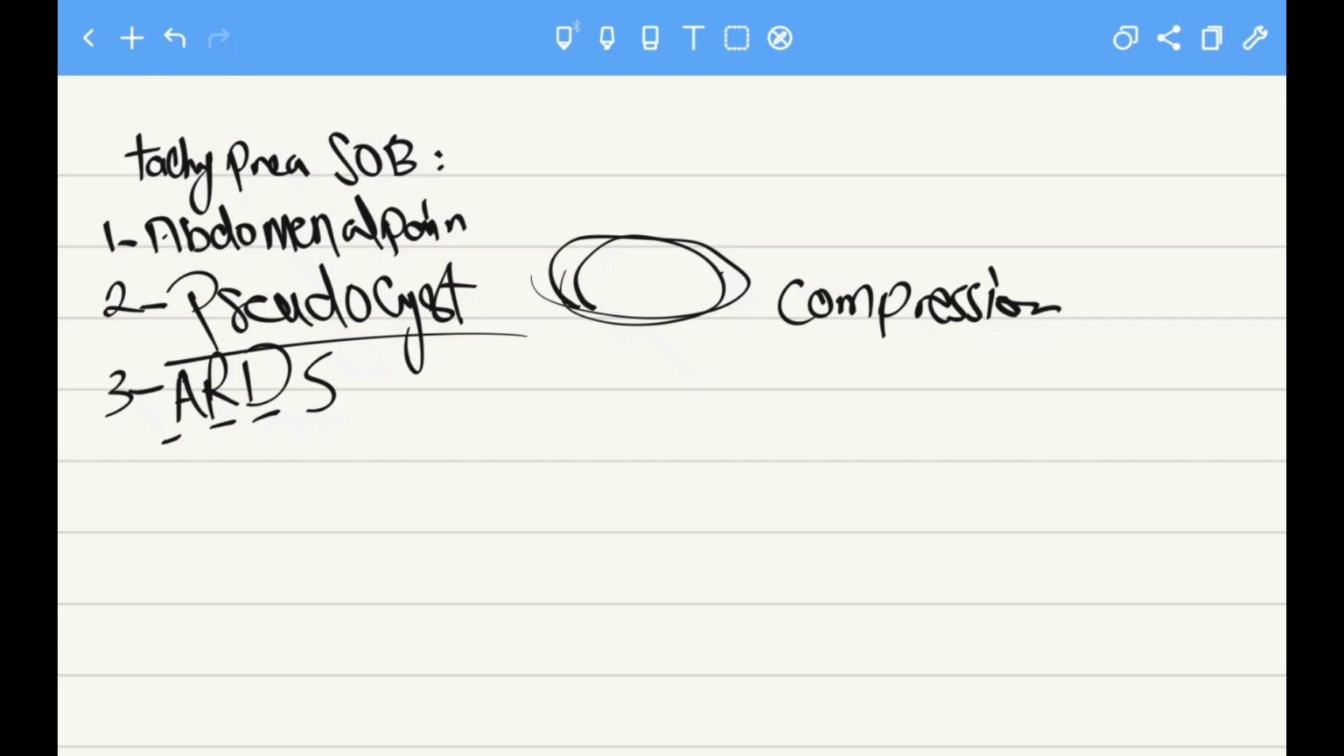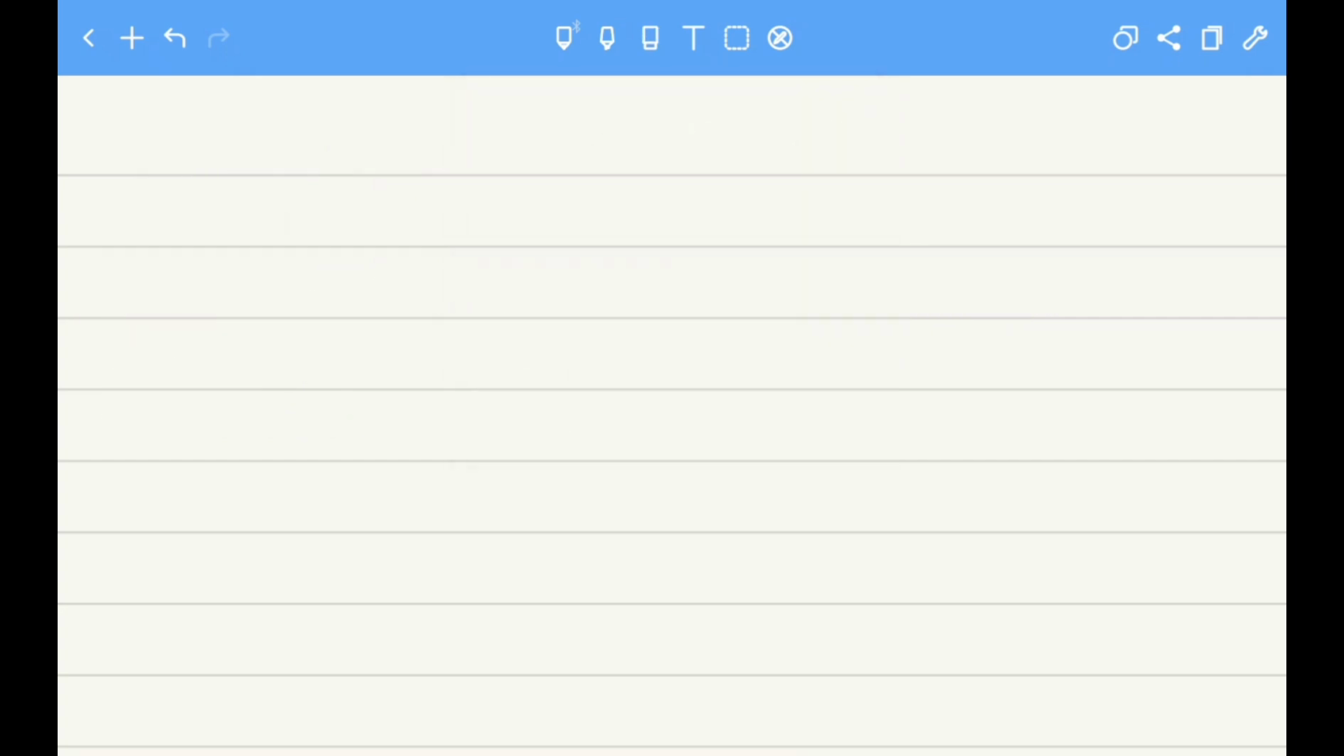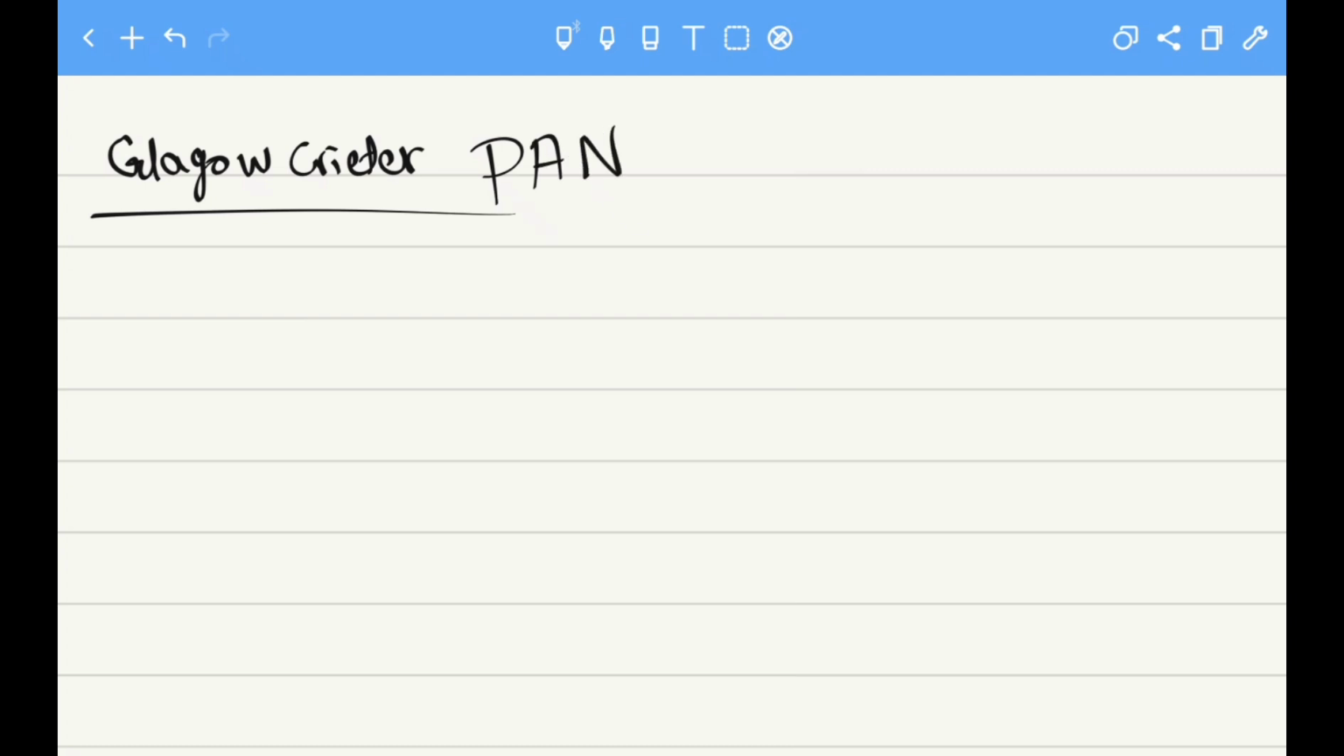Okay. Can you tell me how I can score acute pancreatitis? There are multiple scoring systems. Let's start with the Glasgow criteria. In the Glasgow criteria, there is a mnemonic called PANCREAS. Let's write it vertically. PANCREAS.